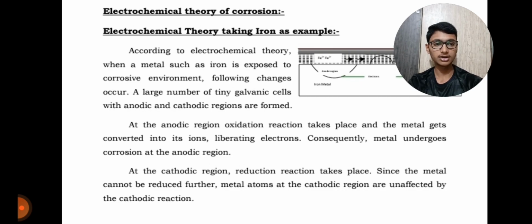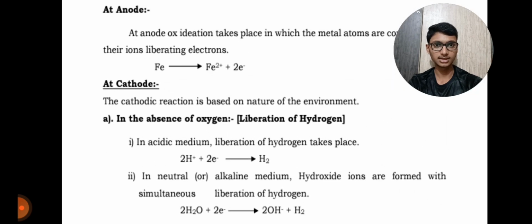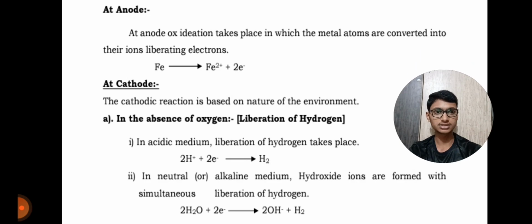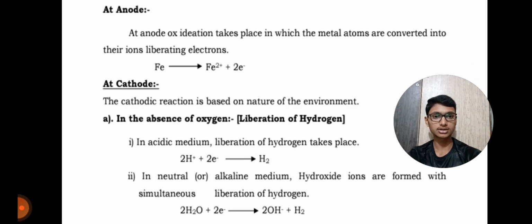Let us see the anodic and cathodic reactions. At the anode, oxidation takes place, in which the metal atoms are converted into their ions, liberating electrons. For example, Fe gives rise to Fe2+ plus 2 electrons. At the cathode, the cathodic reaction is based on the nature of the environment. Firstly, in the absence of oxygen, there is liberation of hydrogen. In acidic medium, liberation of hydrogen takes place: 2H+ plus 2 electrons give rise to H2. In neutral or alkaline medium, hydroxyl ions are formed with simultaneous liberation of hydrogen: 2H2O plus 2 electrons give rise to 2OH- plus H2.